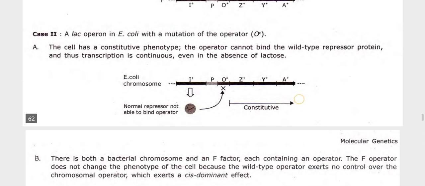A lac operon in E. coli with a mutation of the operator. The cell has a constitutive phenotype. The operator cannot bind the wild type repressor protein and thus transcription is continuous even in the absence of lactose.